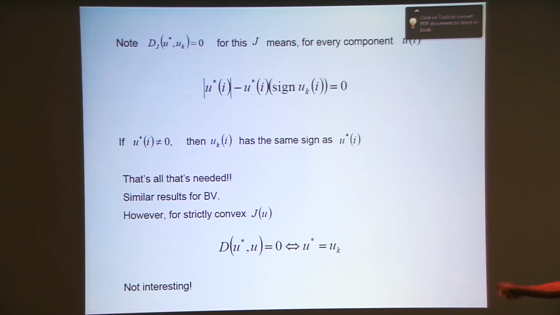And that's why this stuff is so blasted fast. Because if the signs line up, you're finished. You got there. It doesn't matter how terribly the intermediate iterates were, the errors all canceled out. And you got there. So for strictly convex J of u, that's not very interesting because that means that u star equals u^k, and it doesn't tell you much.